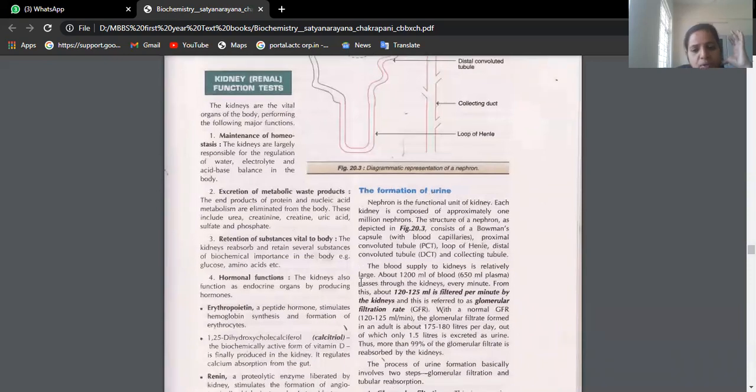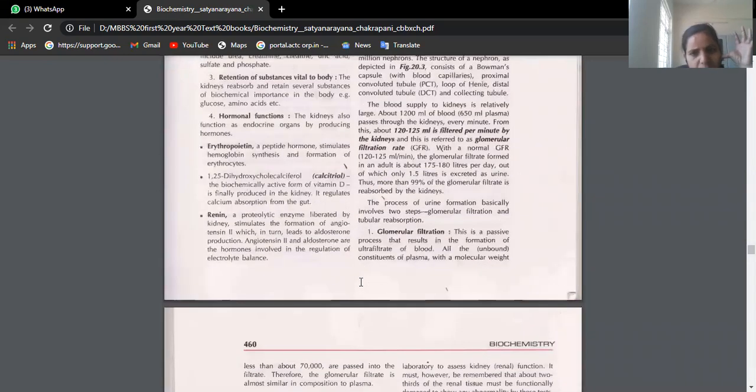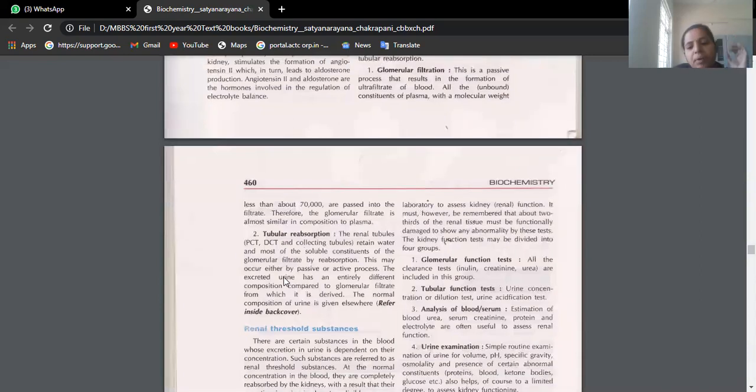Physical examination is also important. I remember it is given somewhere, but I'm not finding it here. If urine is red in color, then it shows hematuria. It may be due to certain parasitic infections like Schistosoma haematobium, or it may be due to bladder cancer also.